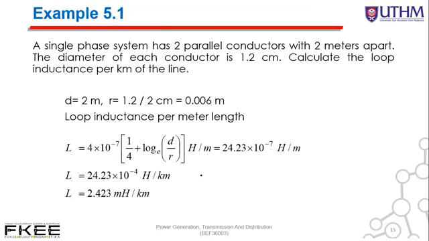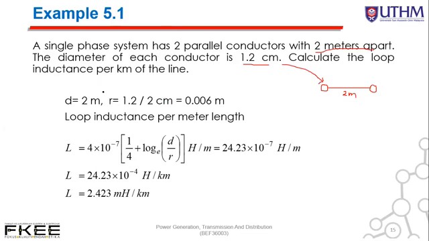Let's see example 5.1. A single phase system has two parallel conductors, conductor A and conductor B, which are 2 meters apart. The diameter of each conductor is 1.2 cm. Calculate the loop inductance per kilometer of the line.